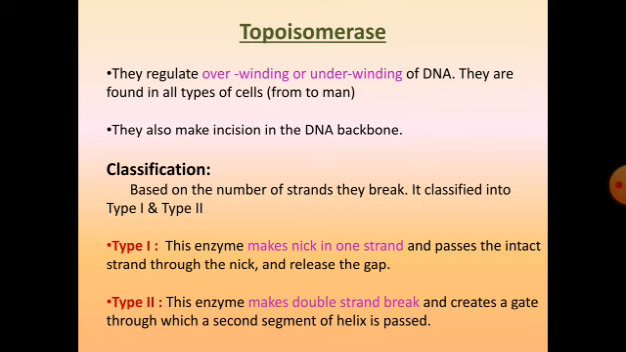Classification is based on the number of strands they break, so topoisomerases are classified into type 1 and type 2. In type 1, the enzyme makes a nick in one strand and passes the intact strand through the nick and releases the gap. In type 2, the enzyme makes a double-strand break and creates a gate through which a second segment of the helix is passed.